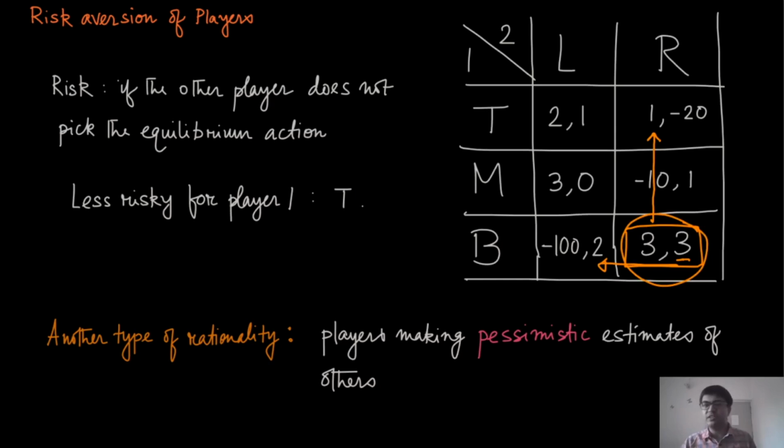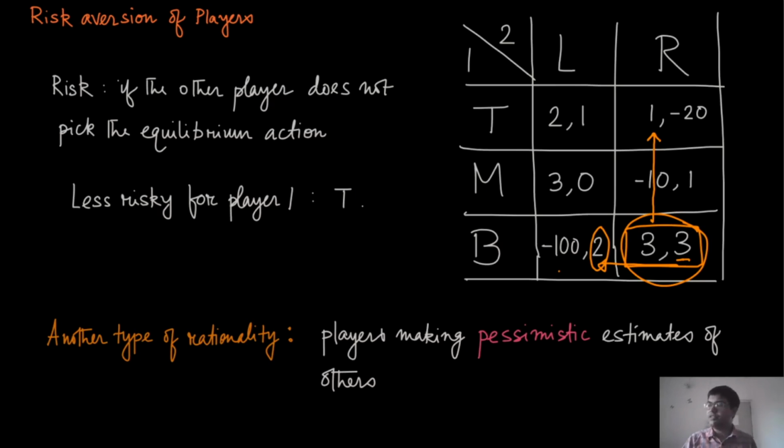But if you look at this carefully, the risk here for player 1 is that this player is in a dilemma: what if the other player does not pick the equilibrium outcome? Because if the other player is not thinking in this perfectly rational way of maximizing their utilities, and picks something different, let's say instead of R it is picking L, that agent is losing very little. It is going from 3 to 2, while for player 1 it is drastically dropping from 3 to minus 100. So this is something that the player has to worry about.